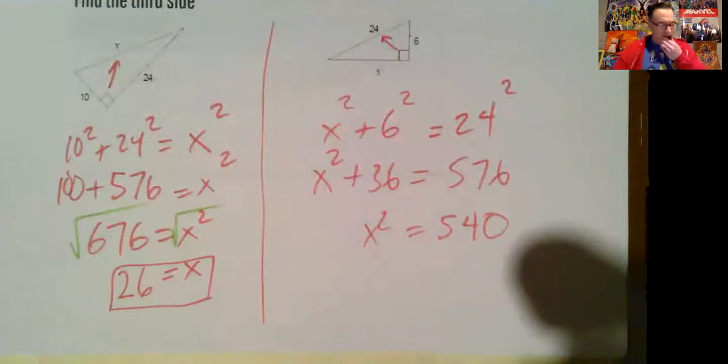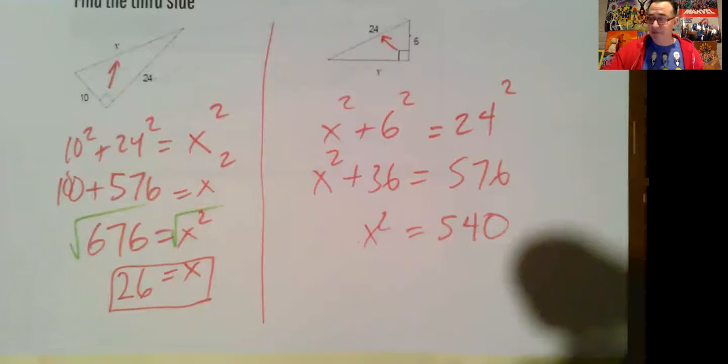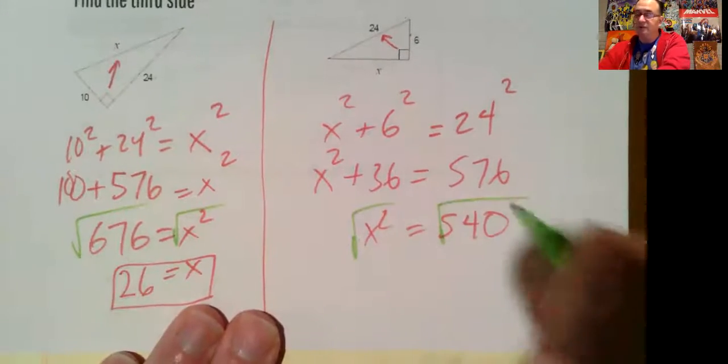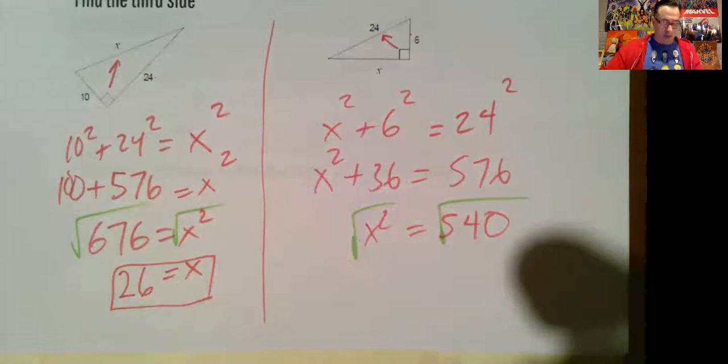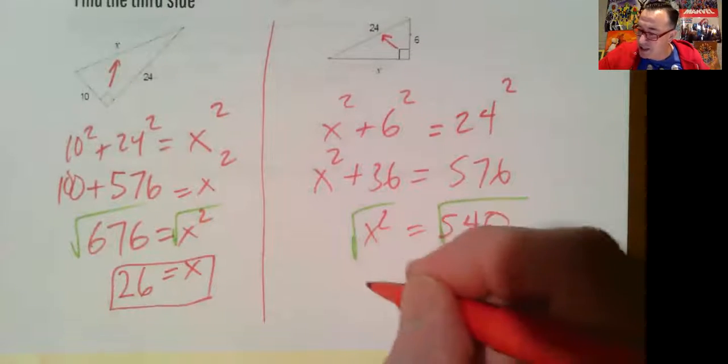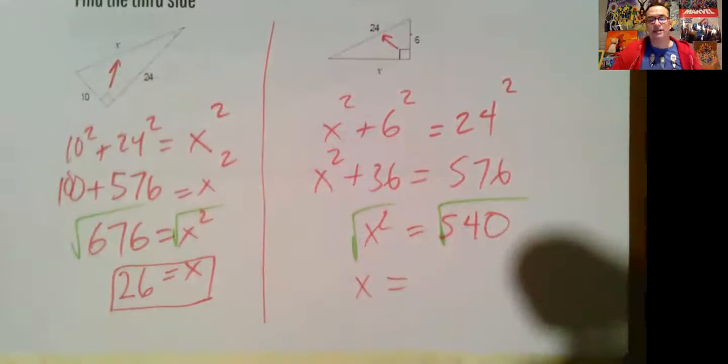Now, I feel like there's a potential that that is not going to be a perfect square, and I am correct. If I take the square root of both of these things, I'm not going to get a perfect square here. So in the case of this, these will cancel out. It's going to be an x. I got to break down that 540.